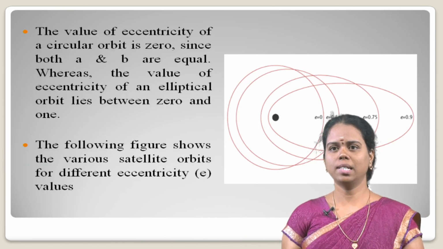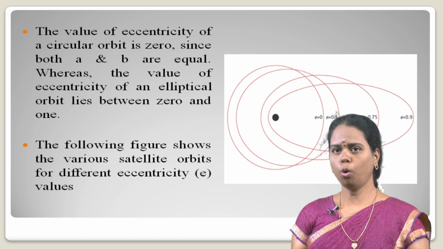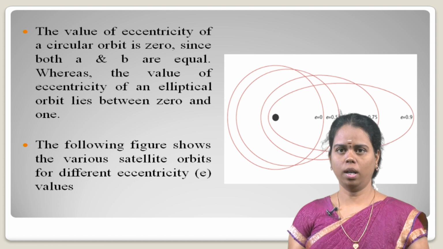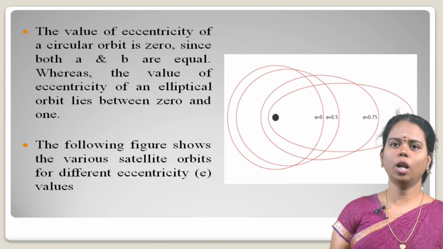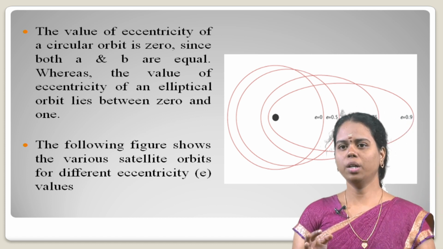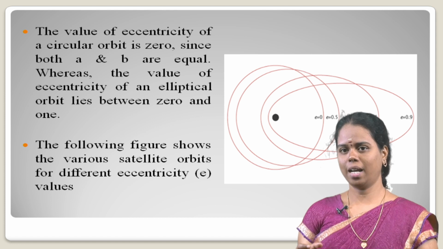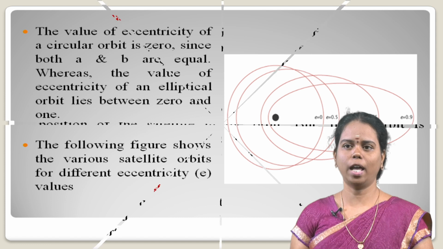The value of eccentricity of a circular orbit is 0 since both a and b are equal, whereas the value of eccentricity of an elliptical orbit lies between 0 and 1. The following figures show the various satellite orbits for different values of eccentricity e.